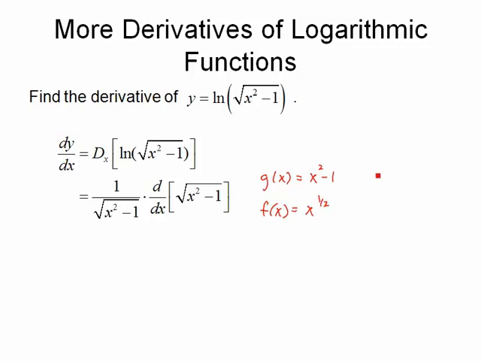The derivative of the g is simply 2x, and the derivative of the f is going to be 1/2 x to the minus 1/2. What I'm going to need to do is to put the x squared minus 1 into the f prime, and then I'm going to multiply by g prime. All of that's going to go right here.